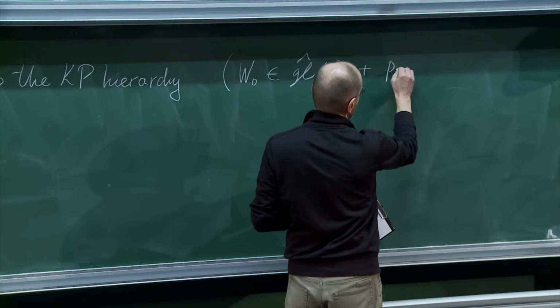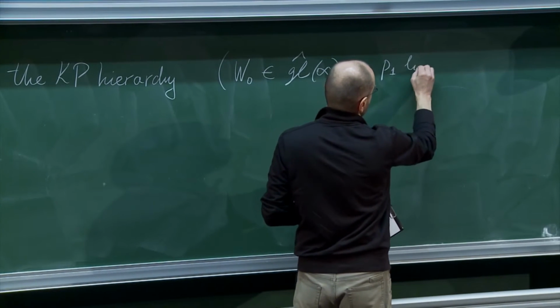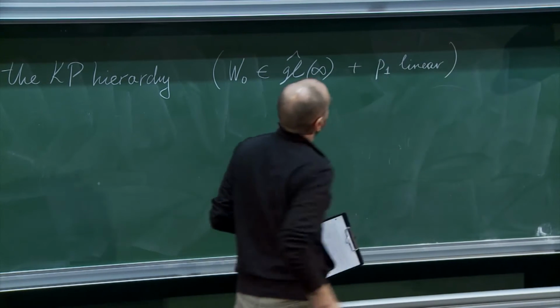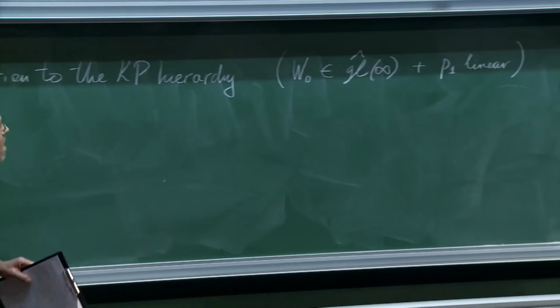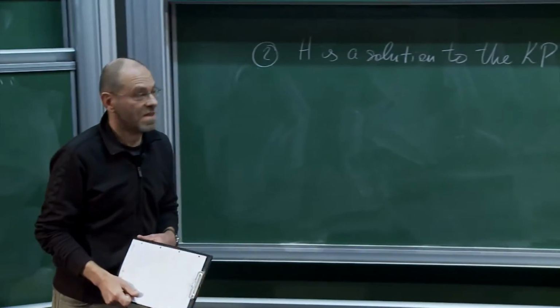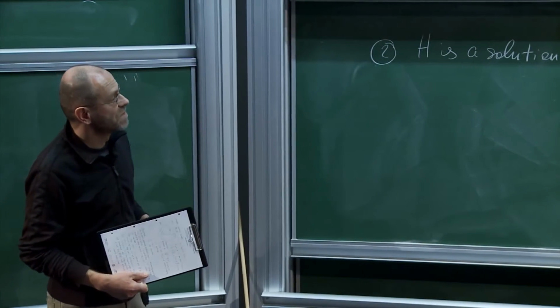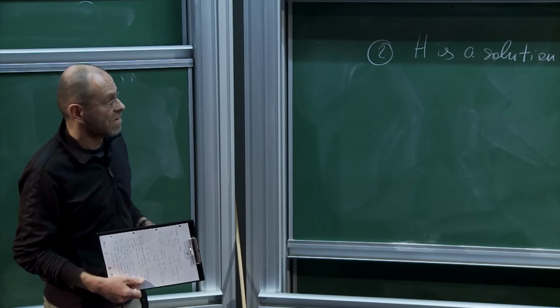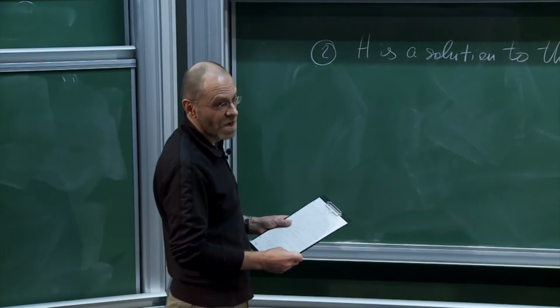So since P1 is linear, we have a solution of the KP hierarchy that depends on beta as a parameter. So we have a one parameter family of solutions or tau functions.